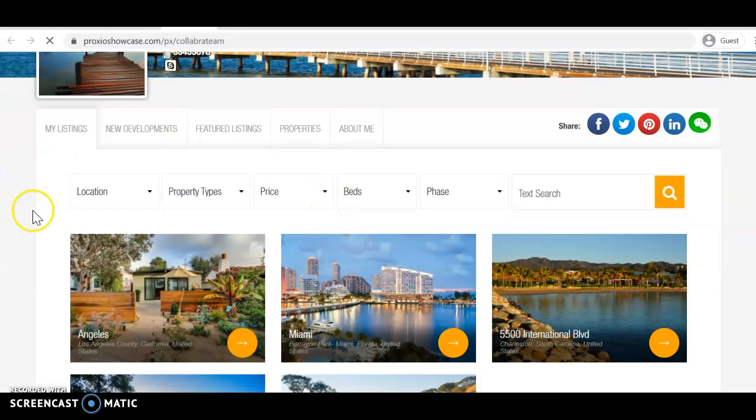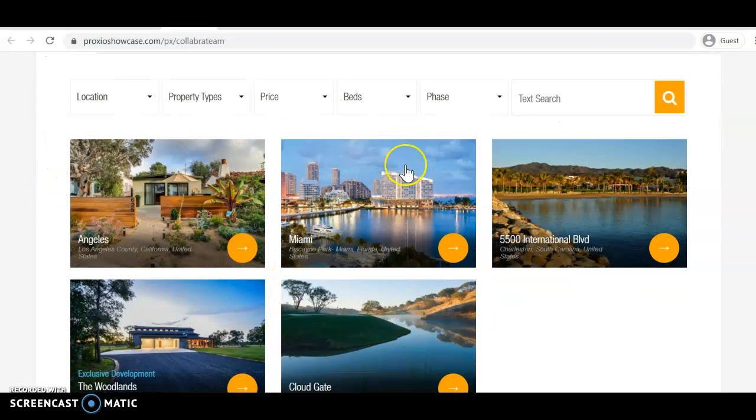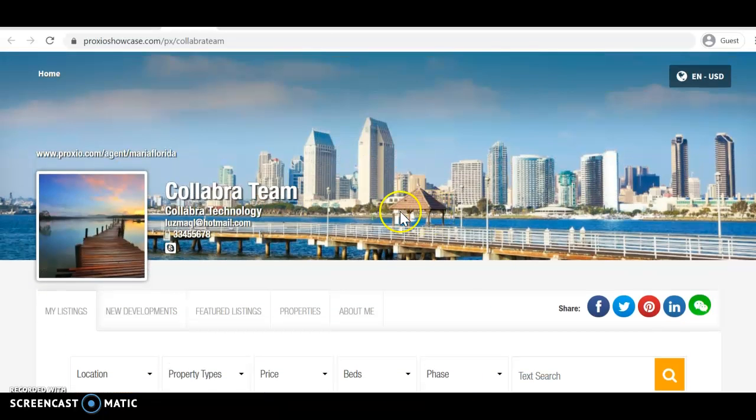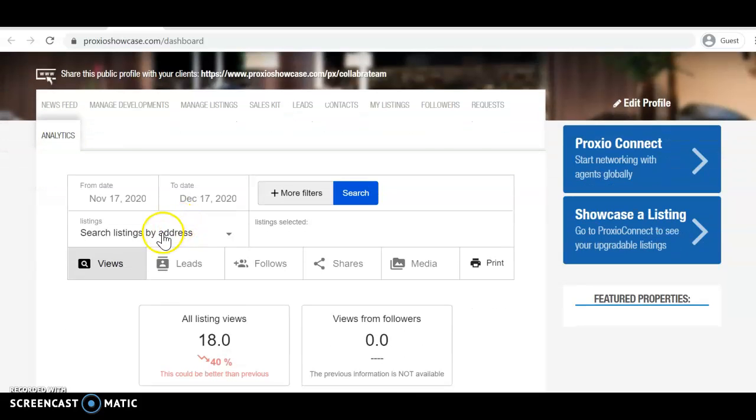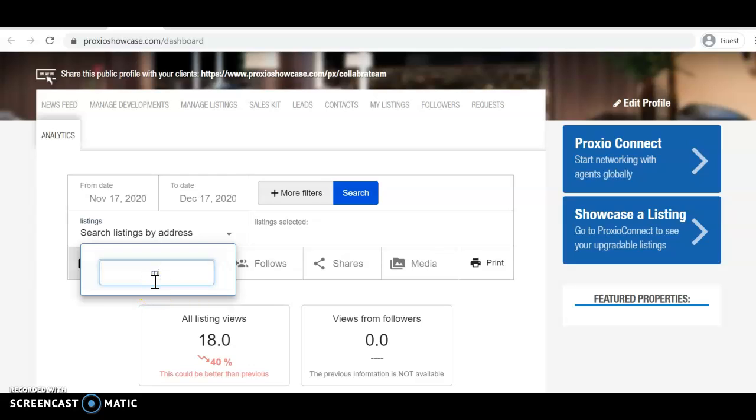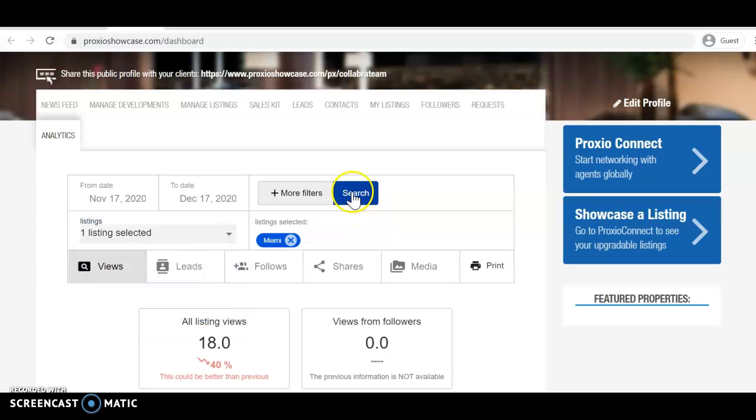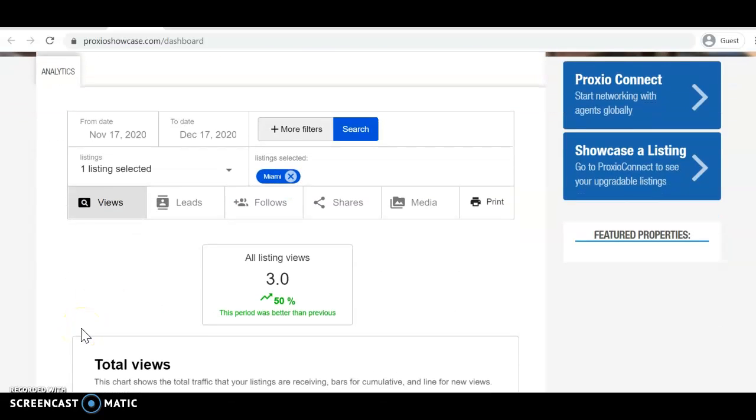and the other 3 that I had before. So here it is. I have the marketing material, and here is the analytics. If I need to find any listing, I can find it here. Okay, here it is.